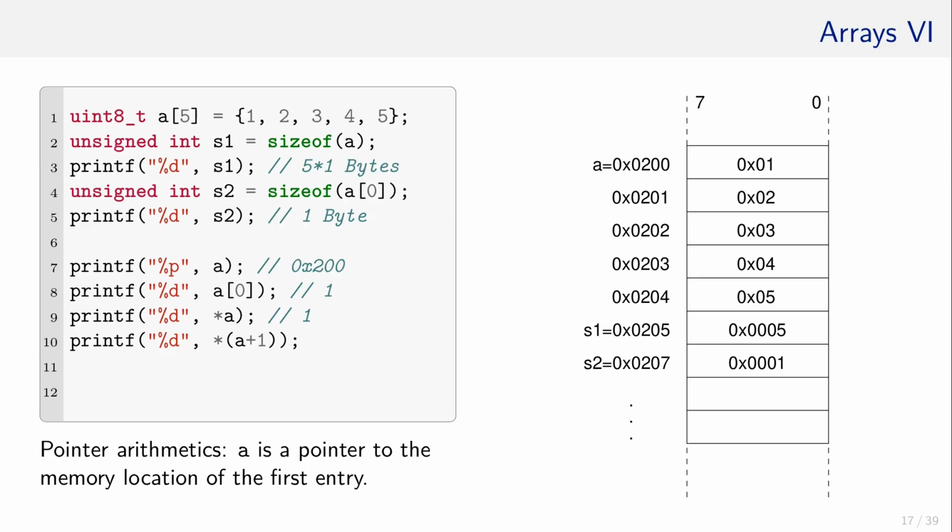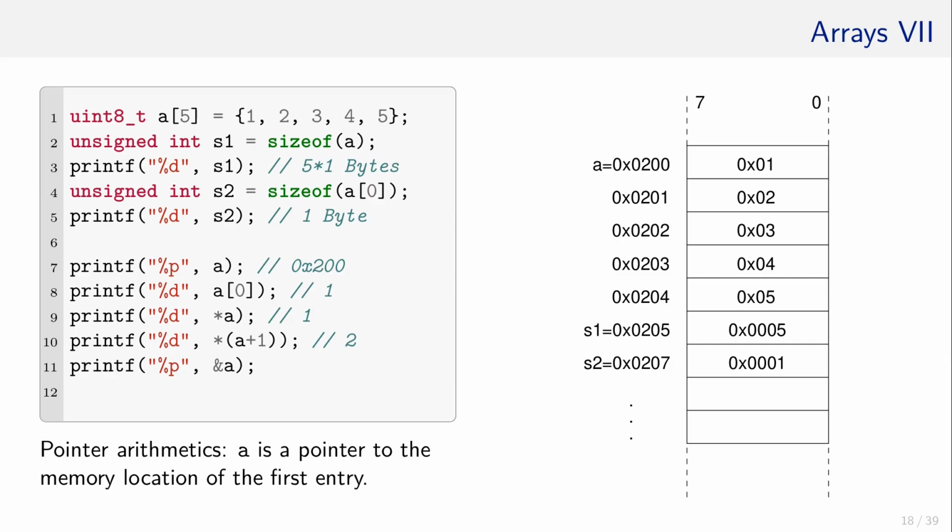Oh, something more interesting. We take the address of A, which is 200, and increment it. Hence, we get the address 201. And then we dereference it. That means we check the value at address 201 this time. And what is that? Oh, right, it is 2. Easy, right?